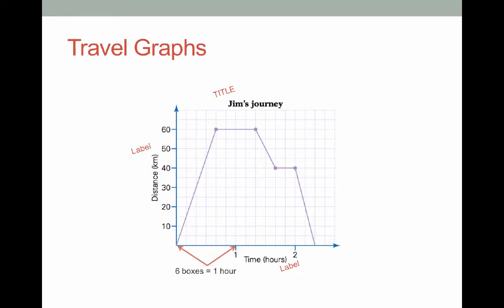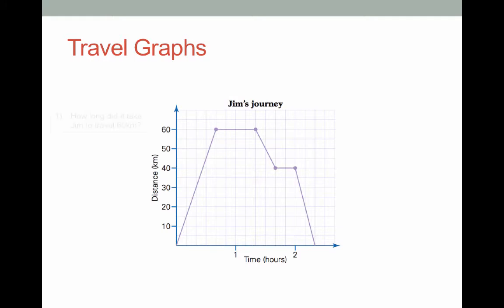We notice that on the horizontal axis we have 6 boxes between the start and 1 hour. 6 boxes is 1 hour, which means that one box is just going to be 10 minutes. On the vertical axis, we note that there's 2 boxes worth 10 kilometers. This means that one box is 5 kilometers. This is going to help us out with some of the questions that I'm going to give you.